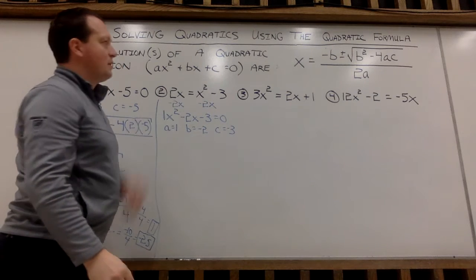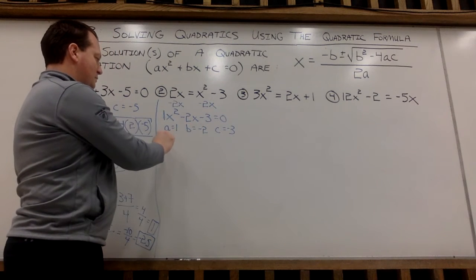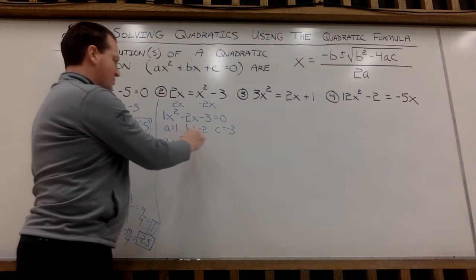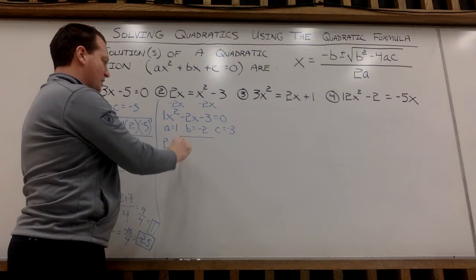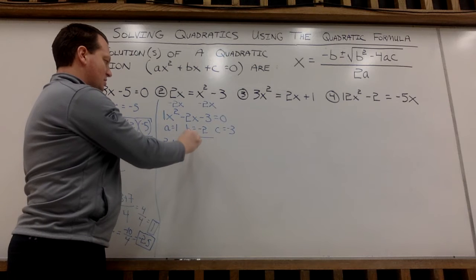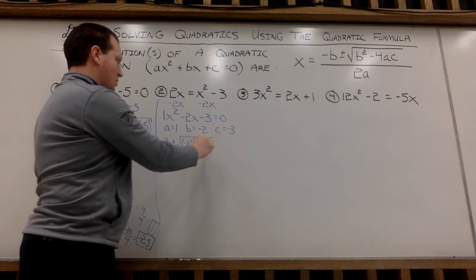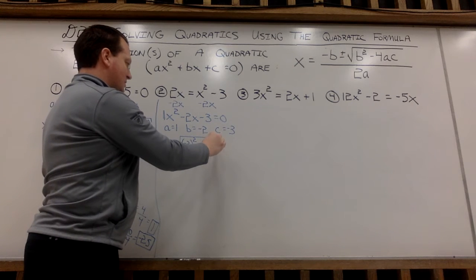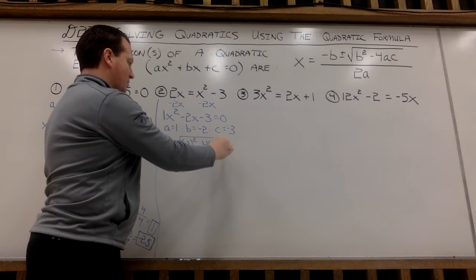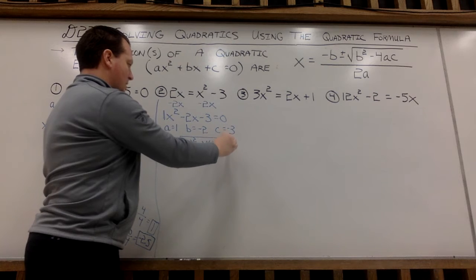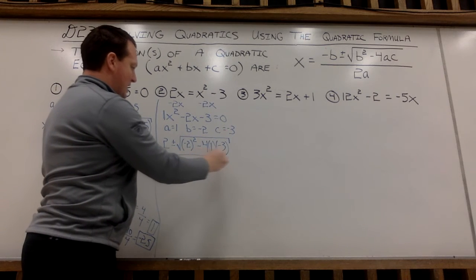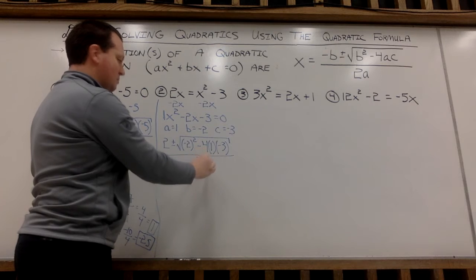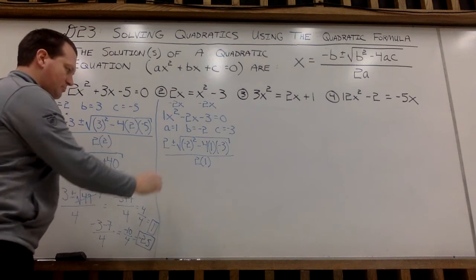So using my formula, again, I'll take the opposite of b. So I'm going to go 2 plus or minus the square root of b squared, so negative 2 squared, minus 4 times a, which is 1, times c, which is negative 3. And I'll divide that all by 2 times a, so 2 times 1, which is, in this case, 2.